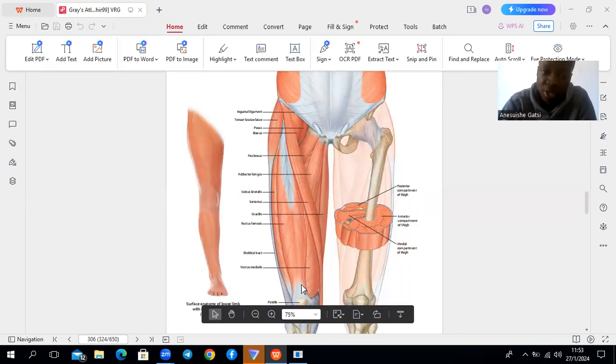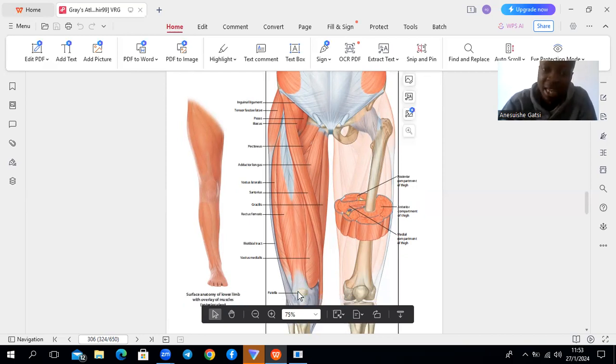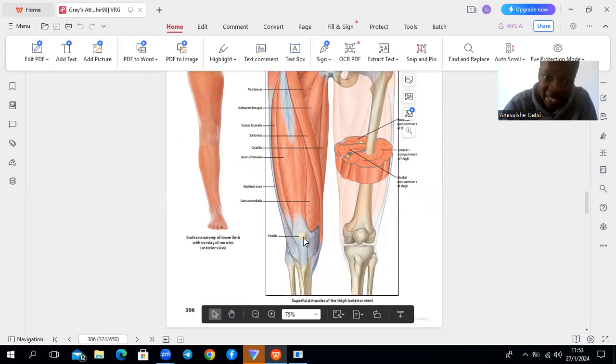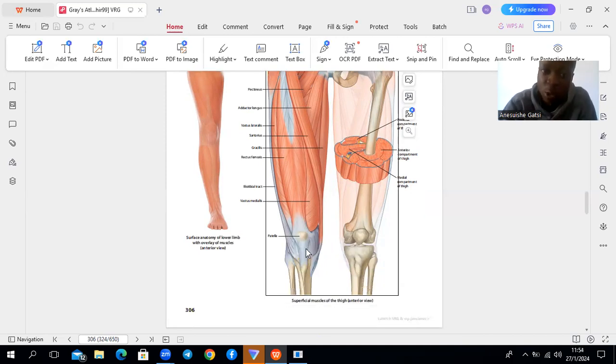So these muscles converge into what we call the quadriceps tendon. And this quadriceps tendon will come and insert onto the patella, right? Then from the patella there, we get what we call the ligamentum patellae, this one. It is the ligamentum patellae that will then go and insert onto the tibia, particularly on the tibial tuberosity, right? So that makes up your quadriceps femoris, right?